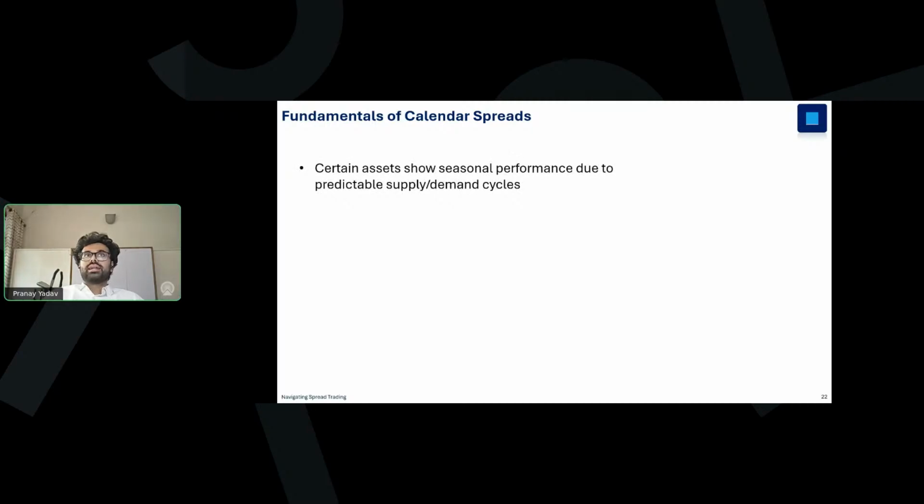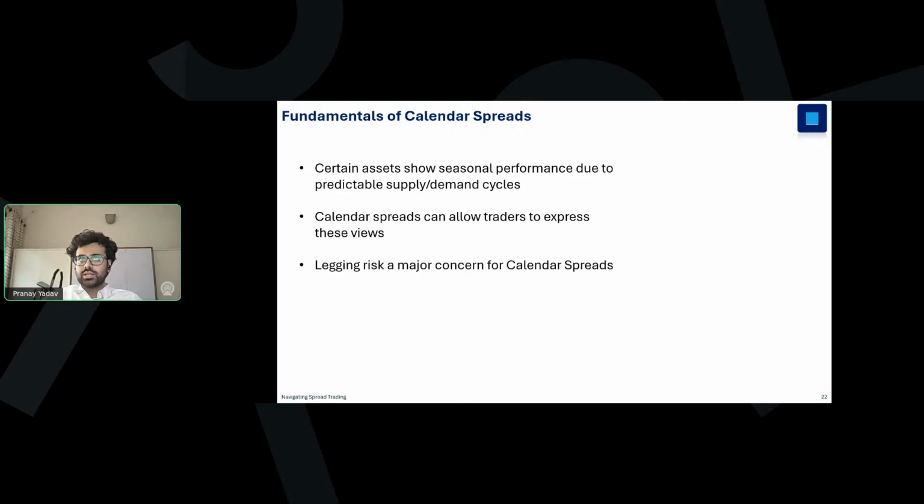Now, I'd like to emphasize, or rather, materialize some of the fundamentals of calendar spreads. As I said, certain assets show seasonal performance. This is due to predictable supply demand cycles. In the case of natural gas, it was the predictable demand cycle. In the case of agricultural commodities, it can be predictable supply cycles. Calendar spreads can allow traders to express these views on these predictable supply demand cycles in a much more reduced risk format.